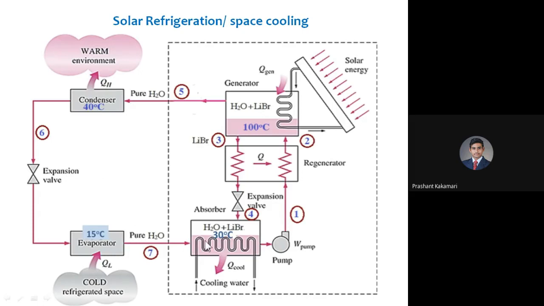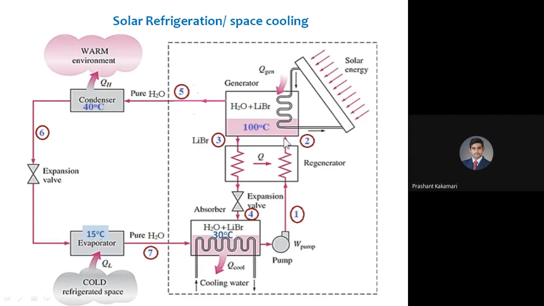So in the absorber, what will happen? Liquid lithium bromide as well as water, both will be mixed here. The temperature may be up to 30 or 50. After absorbing the water vapor, the liquid hot water temperature may be up to 30 degrees centigrade. To cool these liquids, we have cooling water in the absorber, and the temperature may be reduced to 30 degrees centigrade. Once this is done, the mixture of water and lithium bromide can be pumped to the generator.